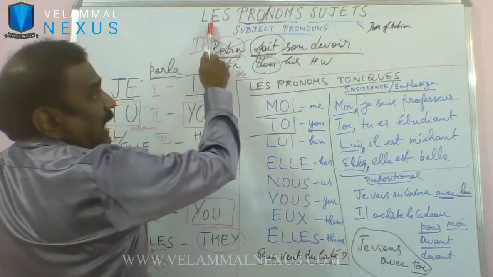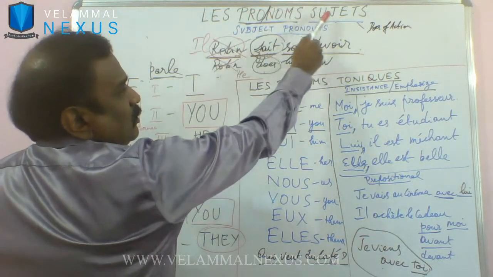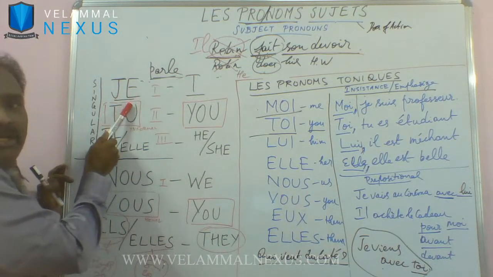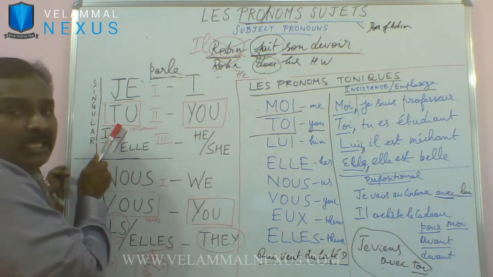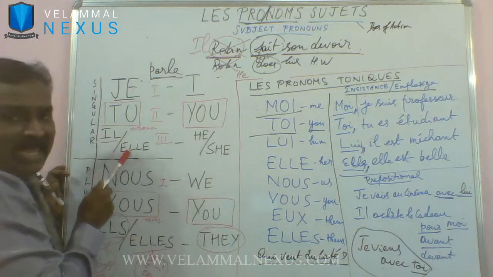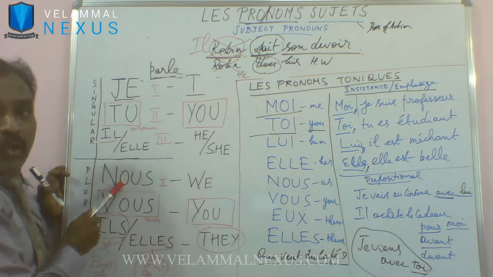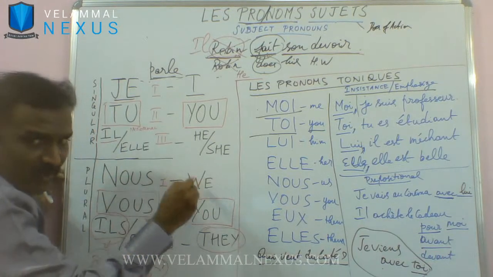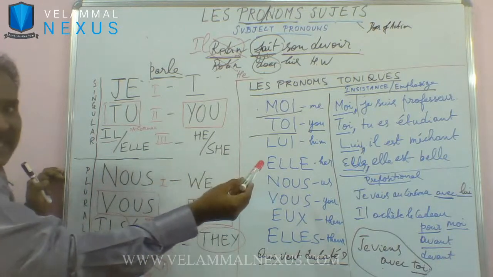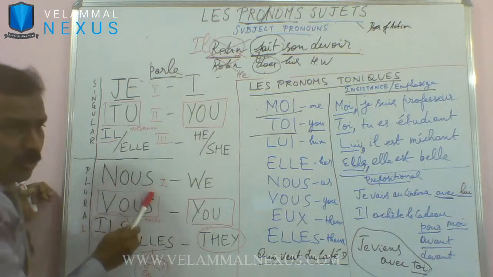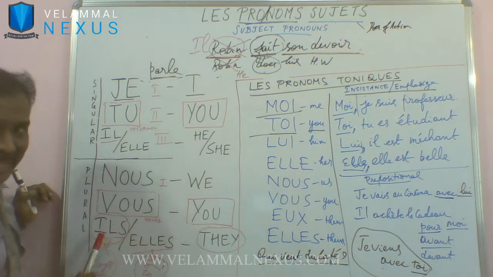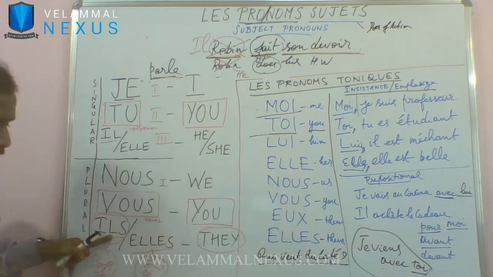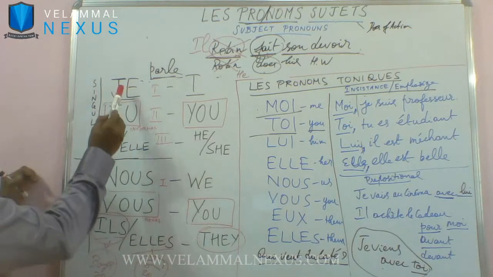Les pronoms sujets. Je, tu, il, elle, nous, vous. You should not pronounce this as nous, it's wrong. But when a vowel follows, you can have a liaison. Nous avons, we can say when you conjugate a verb. That we'll see in the next class. Vous, ils, elles. This il and this il is one and the same. This is not pronounced as ils, wrong. This is not pronounced as elles, wrong. Come again with me.